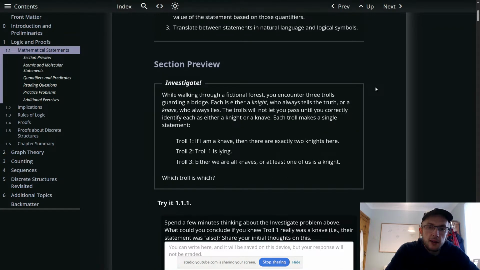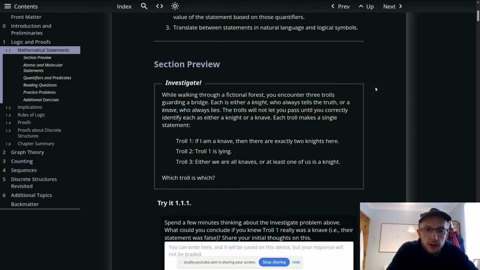Okay, so it says, investigate. While walking through a fictional forest, you encounter 3 trolls guarding a bridge. Each is either a knight who always tells the truth or a knave who always lies. The trolls will not let you pass until you correctly identify each as either a knight or a knave. Each troll makes a single statement.